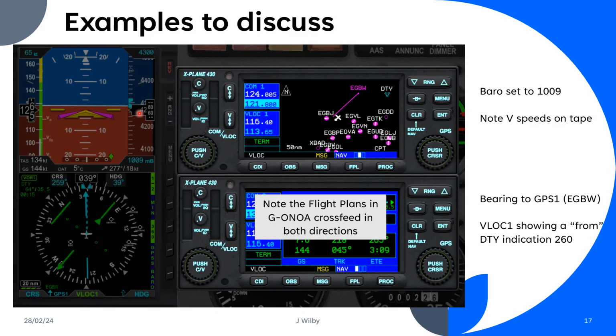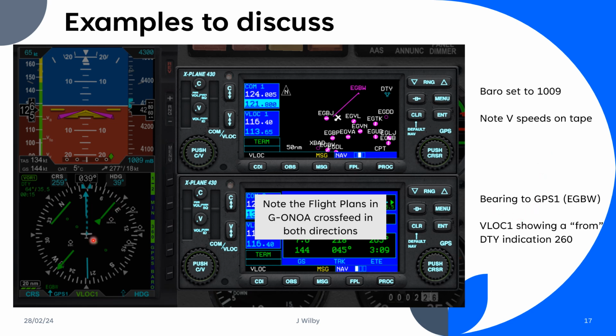Just a couple of examples you may want to discuss or use as a better understanding of the system. You can see here the baro is set to 1009. That's here. To change that baro, I would click this button here next to the word baro and use the knob, which is just cut off here, to turn it. Note the V speeds on the tape. So you've got VA, VFE, VY just appearing there.